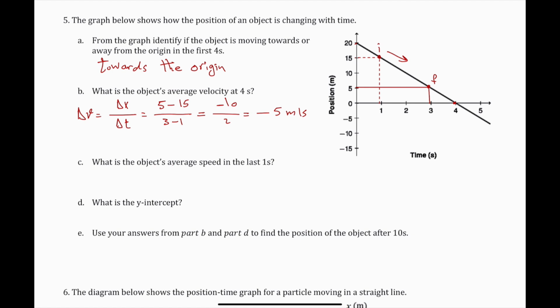What is the object's average speed in the last 1 second? The speed here is constant, so it will be the same, but in the opposite direction. So instead of negative 5, it will be 5 meters per second. What is the y-intercept? That one is easy. Y-intercept is 20.